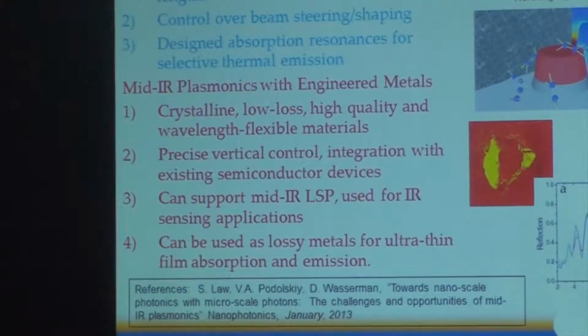And in addition, of course, we can grow these with atomic precision. We can integrate them, ideally, and this is the next step, with semiconductor devices. We can grow layered materials. And we've shown that we can support mid-IR localized surface plasmon resonances, and we can use that to enhance IR sensing. And as the last thing I showed, they can be used as lossy metals, essentially for this ultra-thin film absorption and emission, which is, again, the thin film resonance.